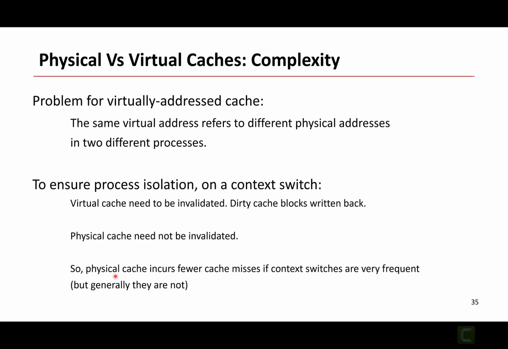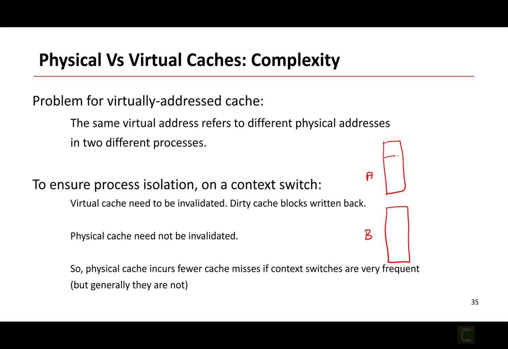What's the downside of virtually addressed cache? Well, we need to think about process isolation and what that means for cache design. Okay, so let me construct a very simple example here. So let's say I have two processes. So like we said before, whenever a process is created, the operating system will go and create a page table for them. So I have a page table for process A, a page table for process B.